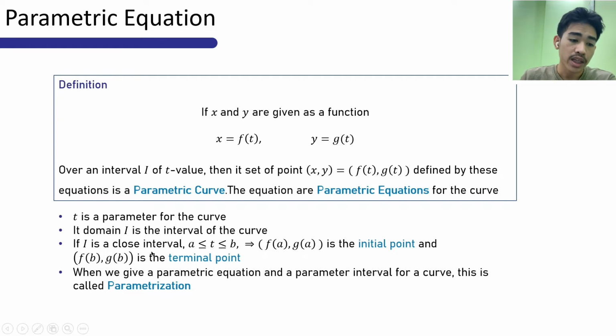Now, we have to know that t is the parameter of the curve. The variable t isn't always the parameter. Sometimes you will be told to use alpha or theta as the parameter, and you have to switch to different variables. The domain E is the interval of the curve, and if E is a closed interval, let's say t is between a and b, then if we plug a into both functions, that will be the initial point, and b will be the terminal point. When we give a parametric equation a parameter interval, that is called a parametrization.